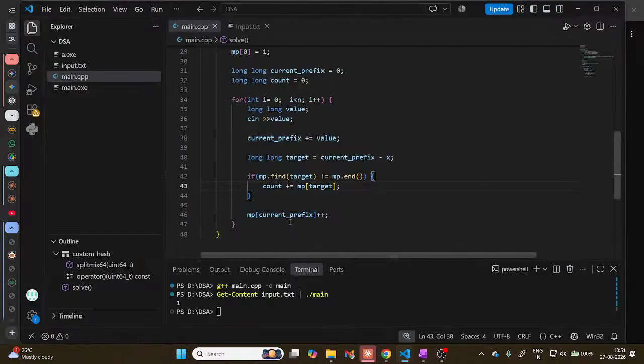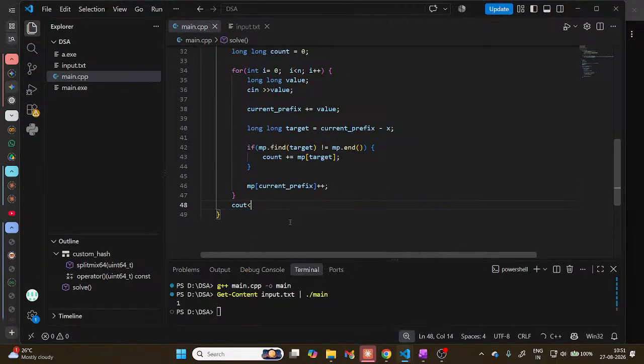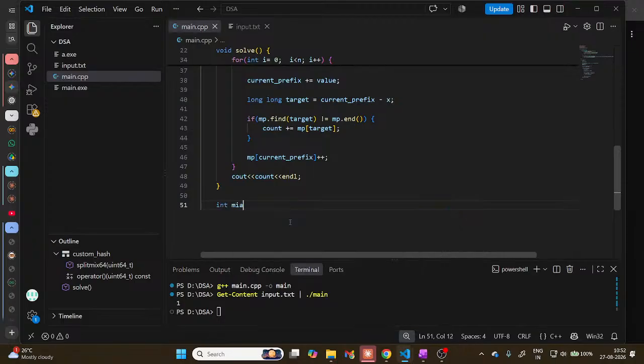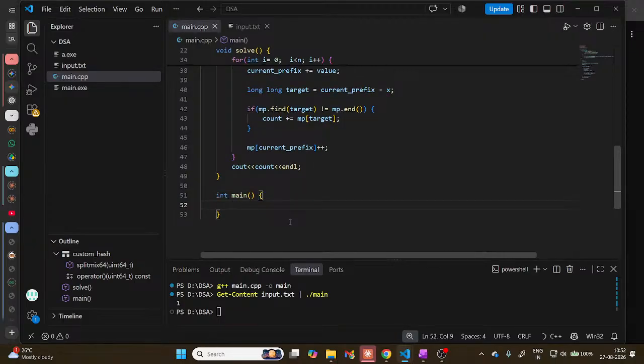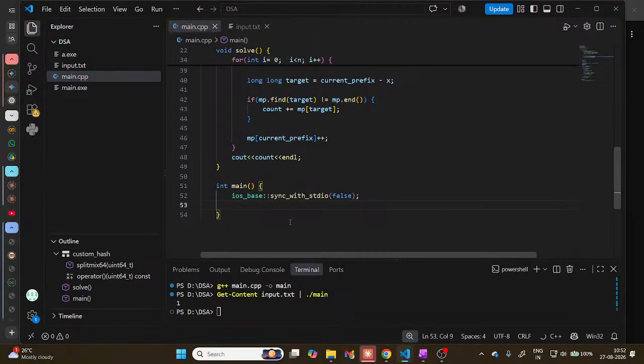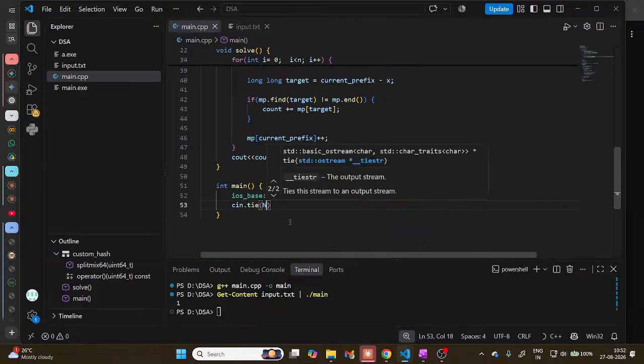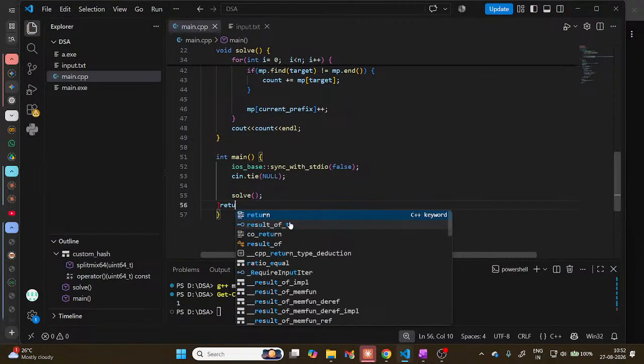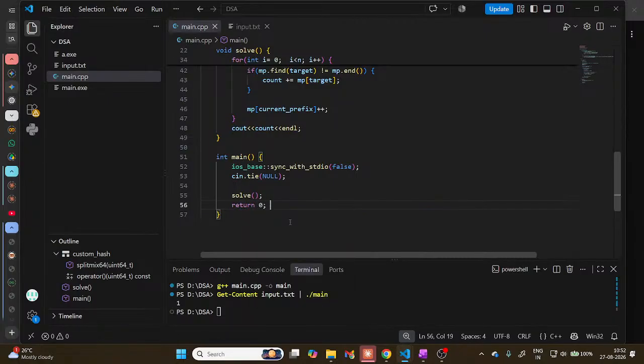And now then prefix count plus plus, cout count. And then I have in main: ios base sync with stdio false, and cin tie is also null. Solve function I am calling and I will return 0.